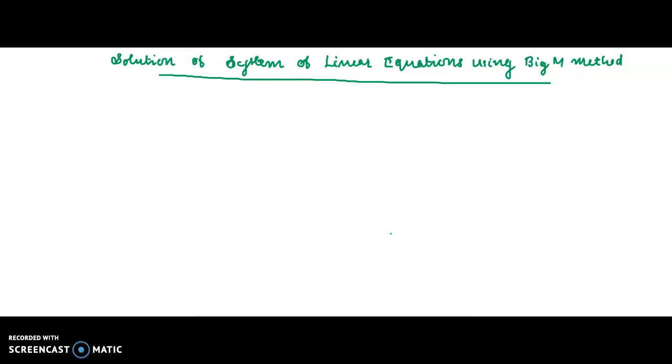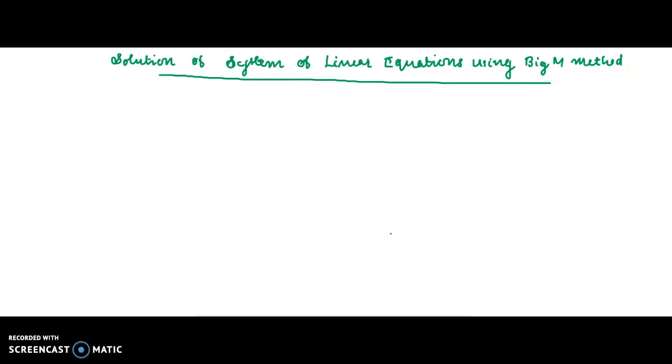Hello students, we are studying about bigger method. We have solved several problems in different cases which have no solution, unbounded solution and having a solution. Now we are going to solve system of linear equations using bigger method. Earlier we have solved system of linear equations using two-phase simplex method.